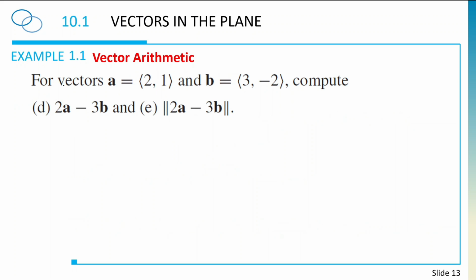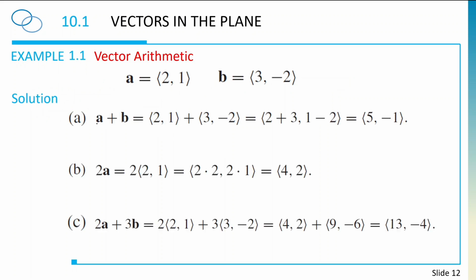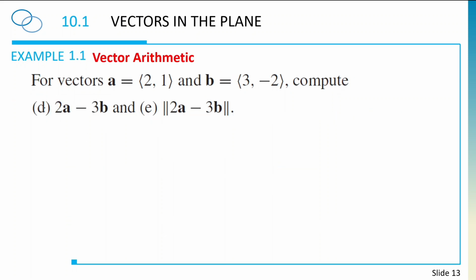Okay, now see this question. They give us again two vectors, okay? Vector A is (2, 1) and B is (3, -2). And we need to find, this is the same question, okay? Here we did A, B, C, and here we have D and E. For D, we need to do subtraction, 2A minus 3B. Same technique, we're doing the same thing.